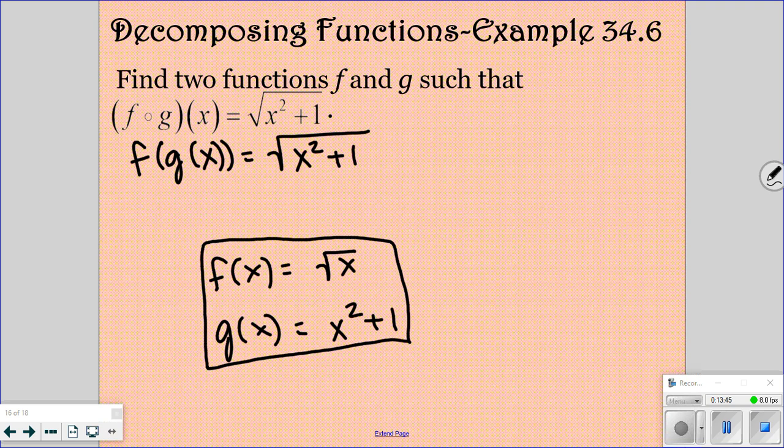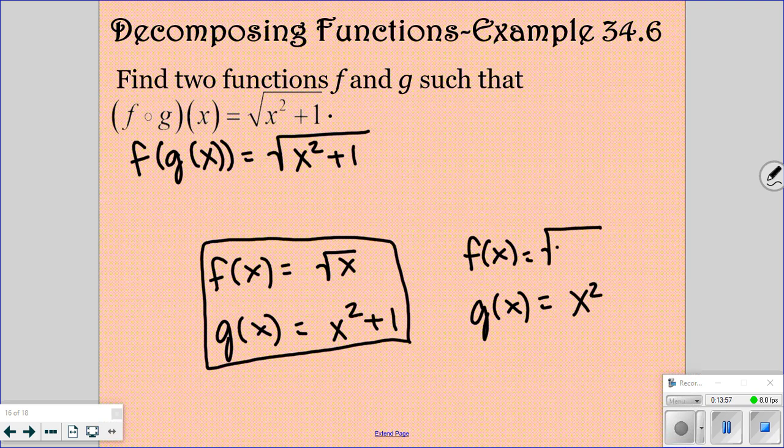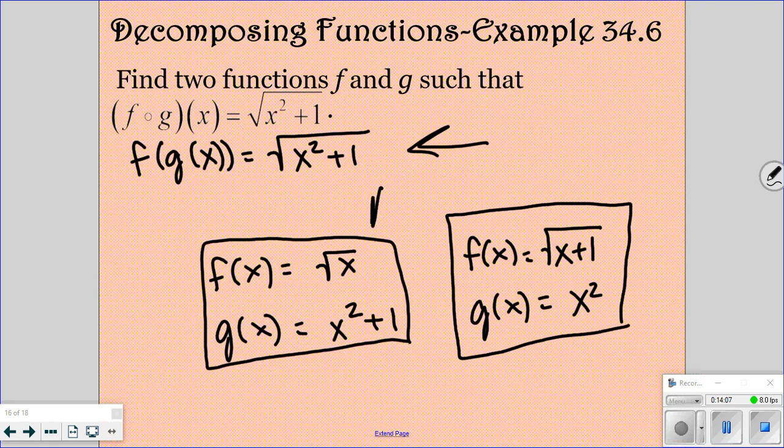Now, there is another one that would work if I wanted to. I could say g of x is x squared, and f of x is the square root of x plus 1. If I took this and plugged it in for x, it gives me that. So technically, either one of those would be right. The book only gives this one, or it would on the answer key only give this one, but that doesn't mean that this one is not correct as well. So you do have to be careful. Just because you don't have the same one as the book doesn't mean that it's wrong.